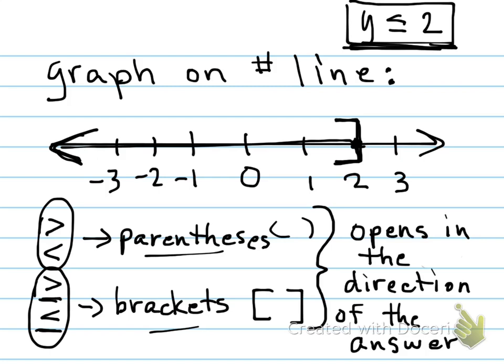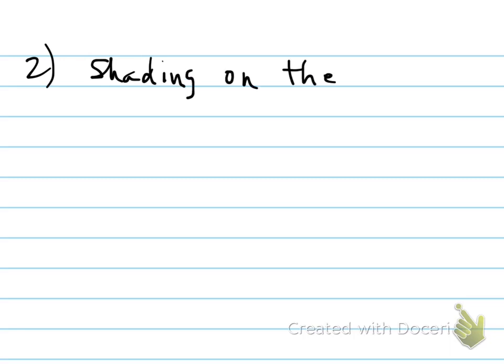Okay? Now another thing that they always get is shading. You always shade in the direction of your answers. And because this goes on infinitely, I have to shade the arrow too. Okay? So you get a parentheses or a bracket, depending on the symbol, that opens in the direction of the answer. That's the first thing. Second, you always get shading on the number line to represent the answer.